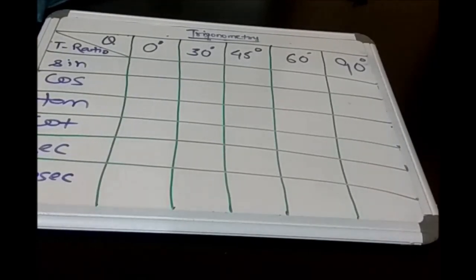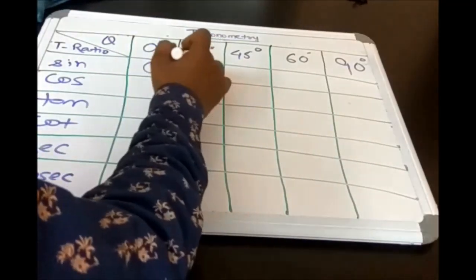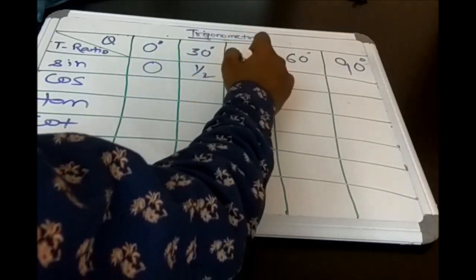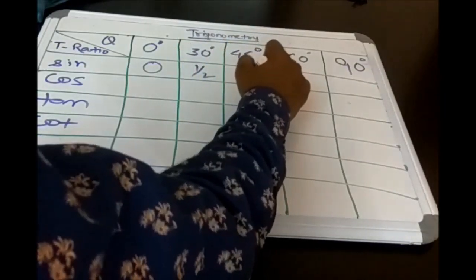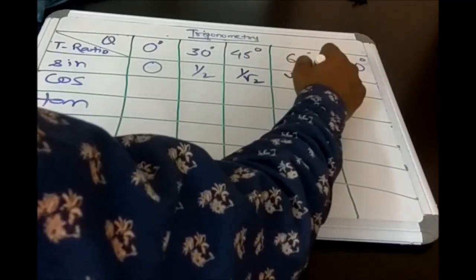Now through this table we will be summarizing the value of all the trigonometric ratios for the following 5 angles, that is 0 degree, 30 degree, 45 degree, 60 degree and 90 degree. So we will start with sine. Sine 0 is 0. Sine 30 is 1 by 2. Sine 45 is 1 by root 2. Sine 60 is root 3 by 2. And sine 90 is 1.